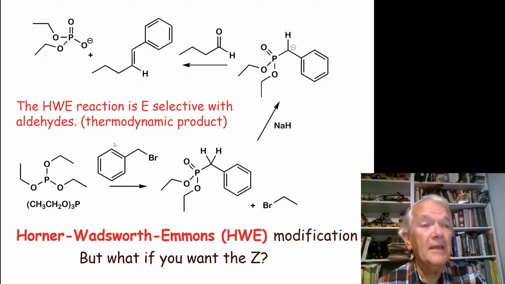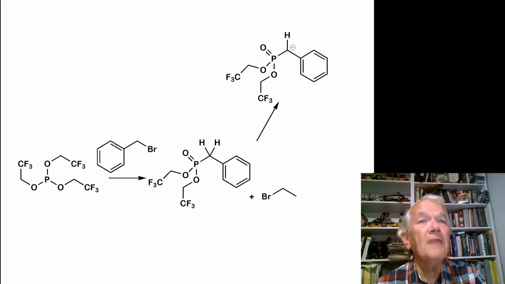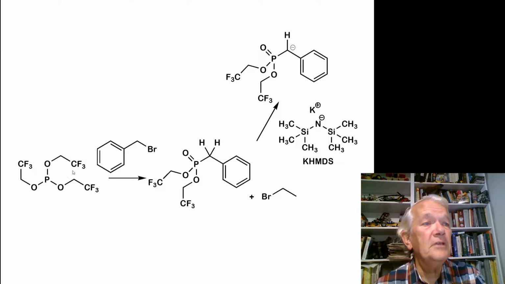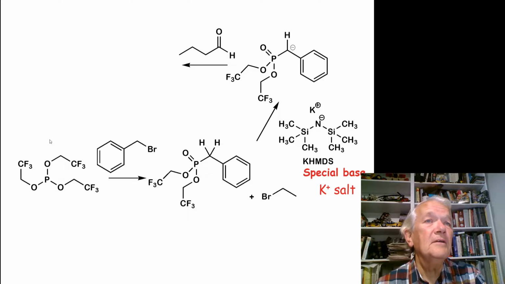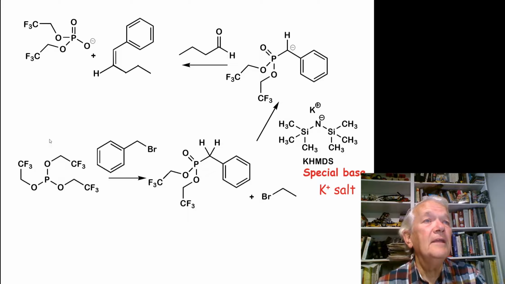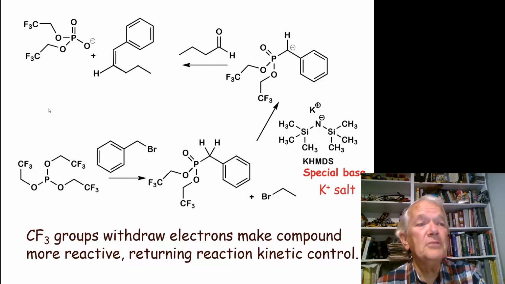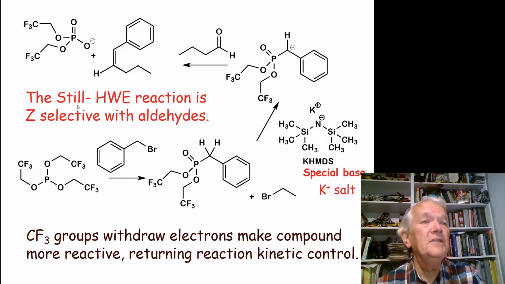What if you want the kinetic product? Well, what people do is they modify it once again, and they use this very strange reagent here with trifluoromethyl groups out here on the end, and it turns out this one is reactive enough to go back to a kinetic product, and allows you to make the Z isomer again, even with conjugated groups. Now this one we're not going to talk about too much, but it's here to make the story complete. And this is called the Still-Gennari HWE reaction.